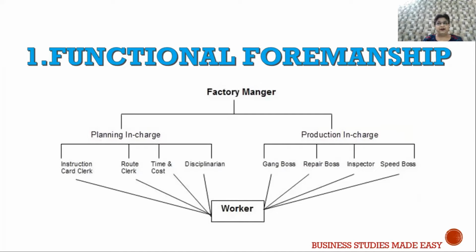Now, Taylor was of the opinion that every worker should have 8 bosses, 4 from the planning department and 4 from the production department. And Taylor felt that there should be a difference between planning and production. Planning should be separated from production. And I'll give you the reason behind it.